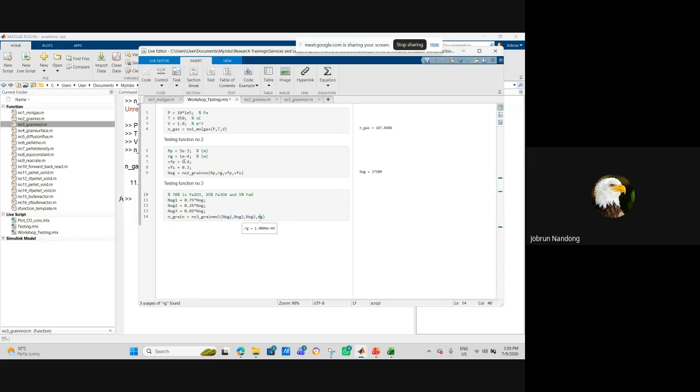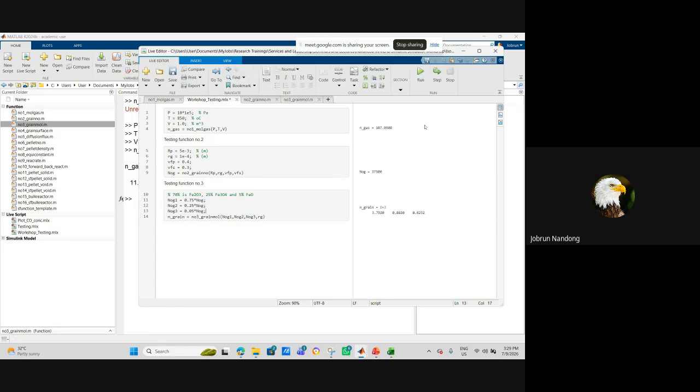RG is already specified at the top there. We don't need to change that. So we can run this again. Live editor, click run. Then you can see here, this is in terms of millimole. So the value here is 3.79 millimole of Fe2O3, 0.888 millimole for the Fe3O4, 0.62 millimole for the FeO, according to the specification. So we can save that.